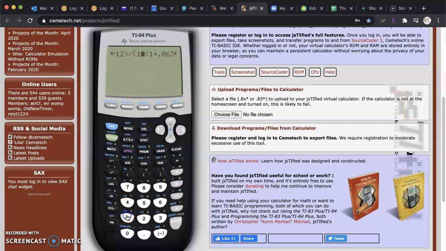then put 1 minus parenthesis 1 plus, and then again it's that 0.063 divided by 12, and then close that parenthesis. Now this is where some differences come in. When I hit that up arrow key, you can see how it raises negative 12 times 3.